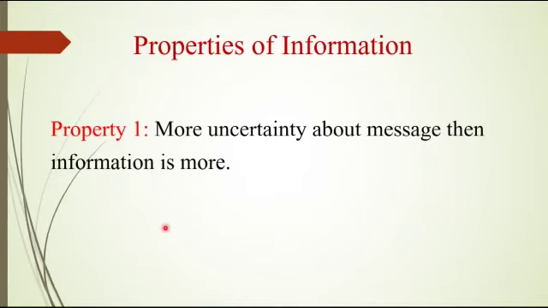Okay, in this session I am going to talk about the properties of information. So let's see the first property. More uncertainty about a message means more information. So if a message has more uncertainty, then its information will be more. Let us try to understand by one example.